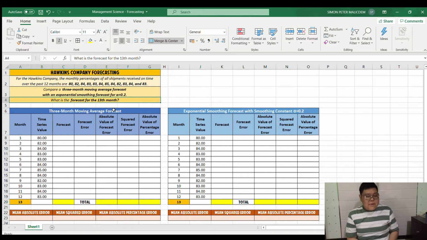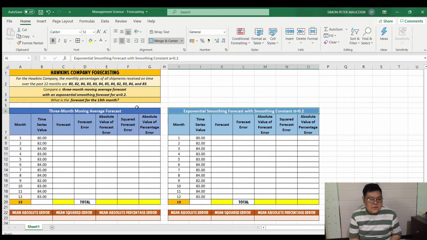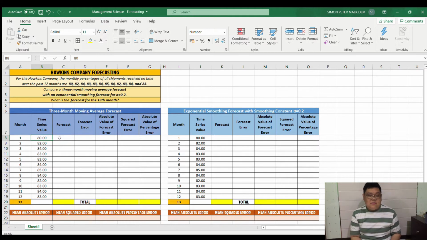So I prepared 2 sets of tables here, which are for the moving average and the exponential smoothing. For the 3-month moving average forecast, we have our months 1 to 12, the time series value 80% for the first month, and so on. And now we're going to solve for the forecast using moving averages.